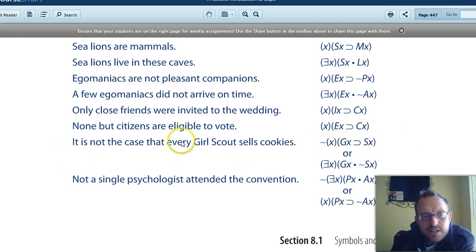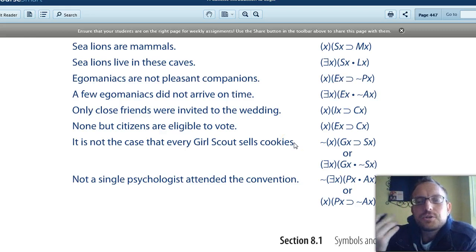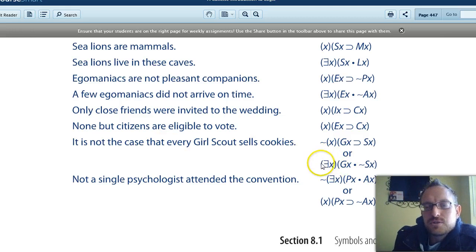Another possibility, it's not the case that every Girl Scout sells cookies. You could interpret that as saying some Girl Scouts don't sell cookies, right? And then you could use an existential quantifier here, where you'd say there are things that exist that are Girl Scouts, and they're not things that sell cookies, or not people that sell cookies, okay?